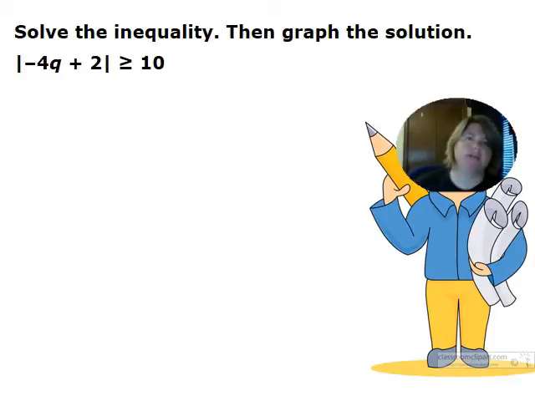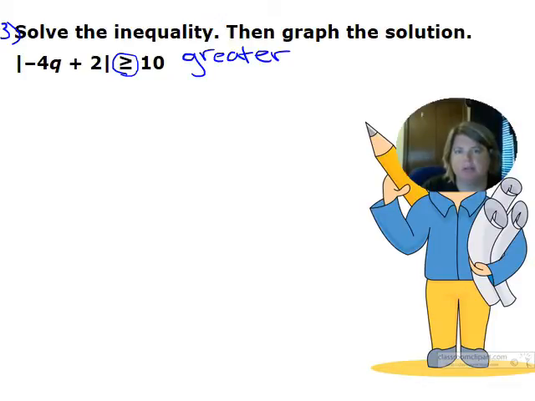All right, now we're going to look at solving this inequality. This is not an equation like the last one was, and we're going to solve the inequality, and then graph the solution. So please make sure that you write down the absolute value of negative 4q plus 2 in the absolute value greater than or equal to 10. We need to look at this sign and determine if this is equal to, greater, or less than. Because this is greater, and greater makes that R sound, this is going to be an OR.